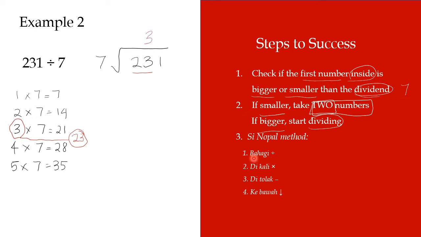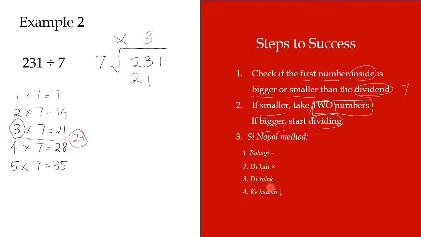So we're done with the first one, which is bahagi. Next is dikali. Dikali here means multiply. So dikali this number. So we're going to multiply these two numbers. 3 times 7. What is 3 times 7? 3 times 7 right here is 21. So you can write down 21 here. So that's step 2.